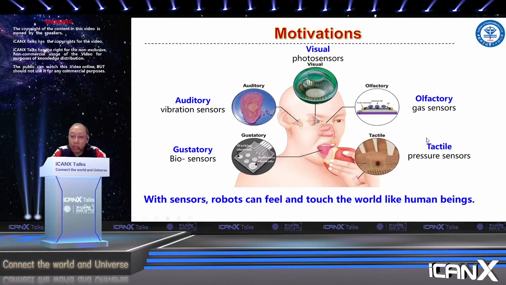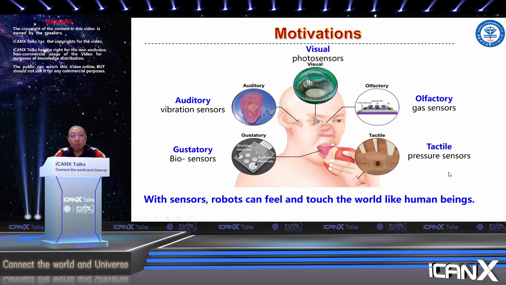If we want to give them these abilities, we need some kind of electronic devices or optoelectronic devices. For example, we can use photo sensors to give the robot visual ability, and we can also design some pressure sensors to give the robot tactile ability. With these electronic or optoelectronic devices, robots can feel and touch the world just like us human beings.